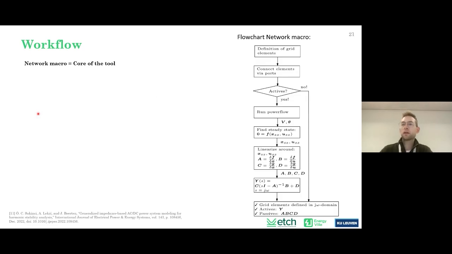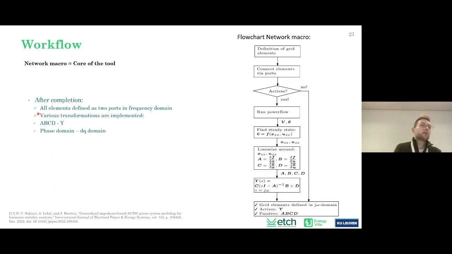And that's the shortcut I have been talking of. When you don't have any active elements, then you can make things even faster. You don't have to solve a power flow, you don't have to solve for the steady state, and you can directly go to the end.